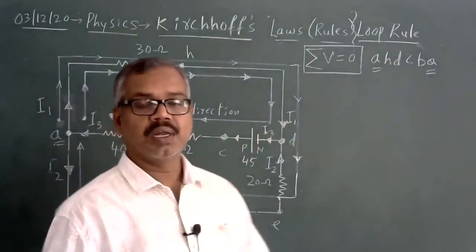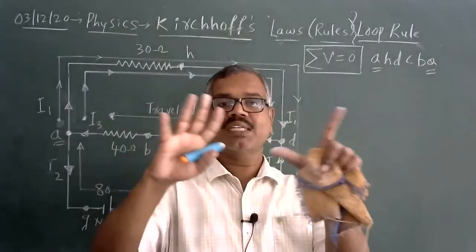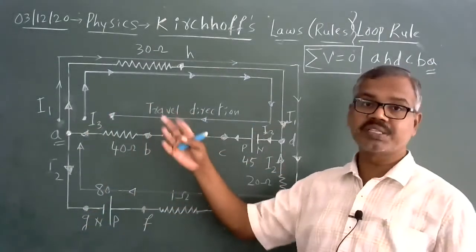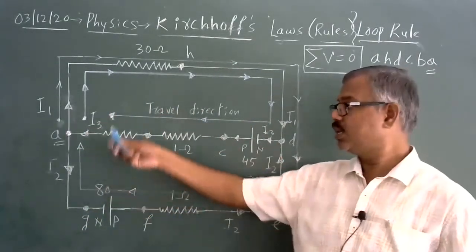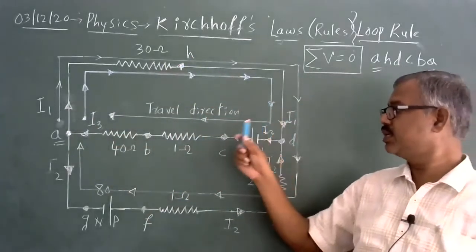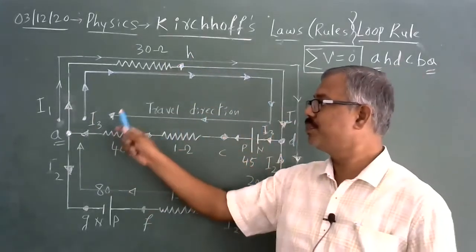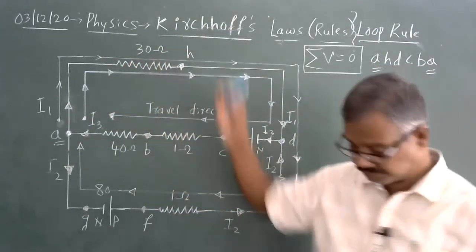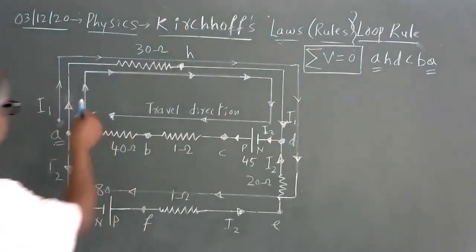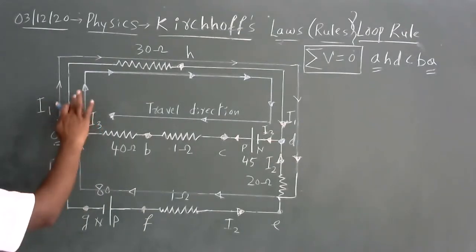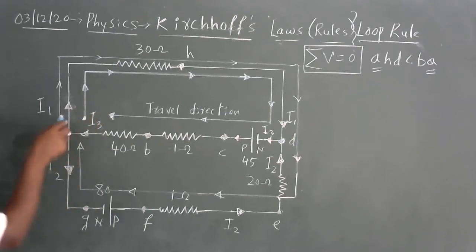What is a loop? A loop is an imaginary path in the circuit. This is an electronic circuit. You assign it as point A, point H, point D, point C, point B, point A. Then you travel. When you travel, this is called the travel direction. And what is the direction of current? Yes, I forgot to write this. This is I1. I1 is already written here. Sorry, I1 is a current.